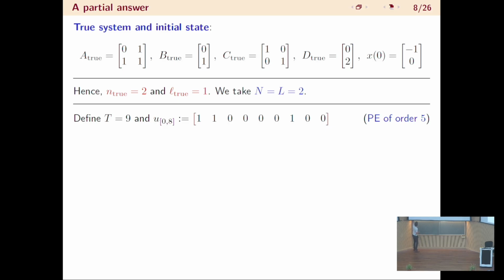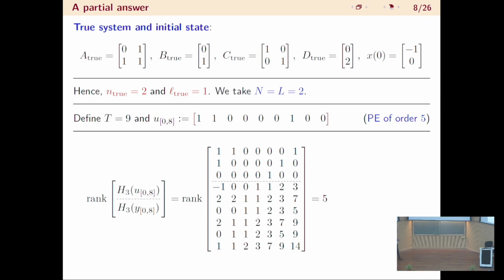So in this case, this is the Hankel matrix of depth 5 of the input. You see that indeed this matrix has full row rank. So the input is persistently exciting of order 5. Okay. Now I apply that input to my system. I get the output data, and my input-output Hankel matrix is the one that we have over here.